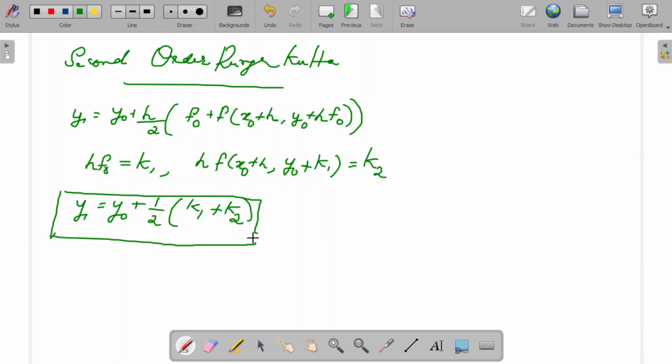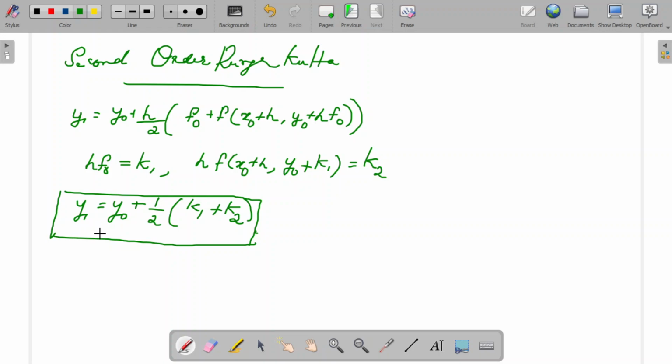According to this, if you have the initial values y0 and x0, then you can find the value of y at some other point, say point 1 or point 2 or point 3, according to the relation y0 plus half into k1 plus k2, where k1 is h into f of x0 y0, and k2 is h into f of x0 plus h, y0 plus k1. Substituting these values, we can find the value of y1. So this is the second order Runge Kutta method.